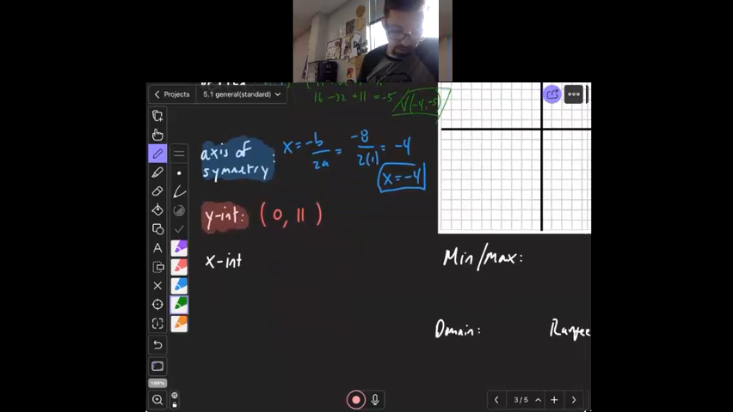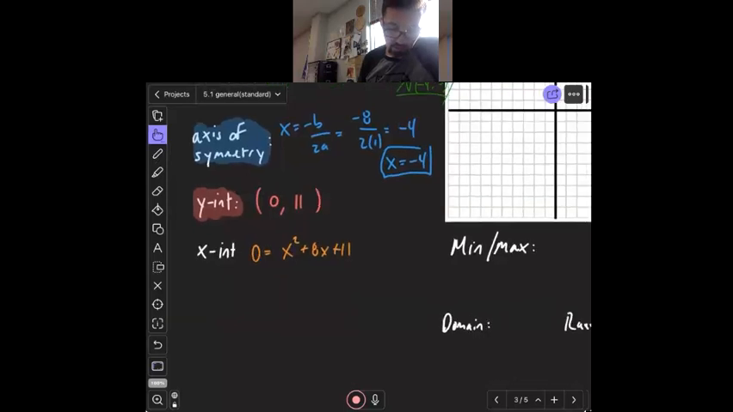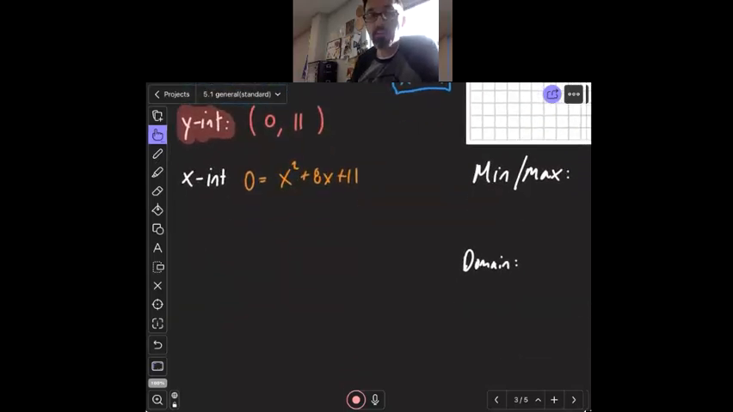So x-intercepts. All right, we know that y is 0. That means 0 equals x squared plus 8x plus 11. What's the first thing we try in order to solve this? Where do we start with this?